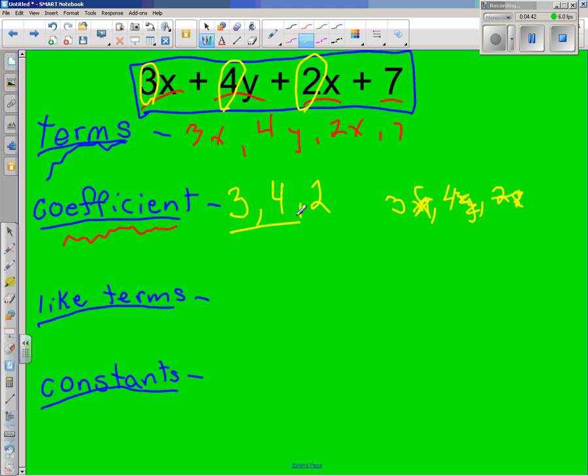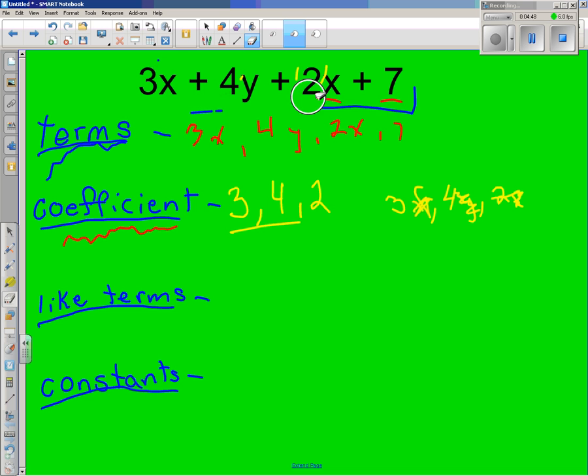Okay? Now, if we do like terms, a like term is any term that has the exact same variable part. So let's start with our first term here, our 3x.